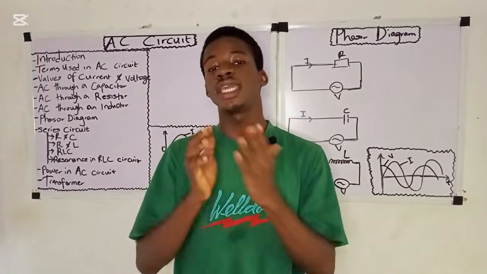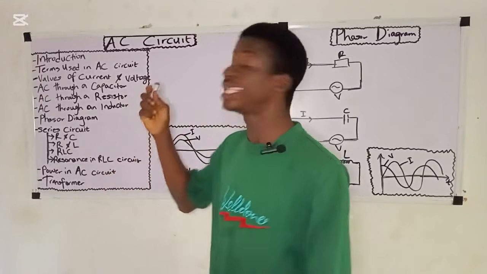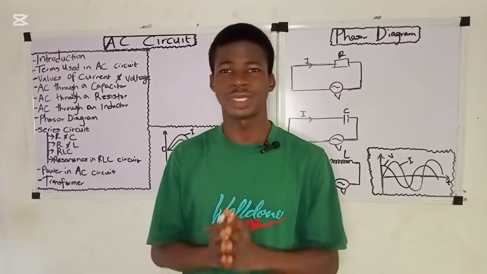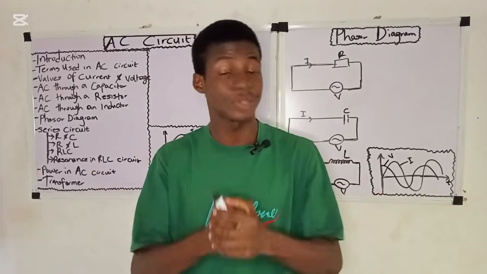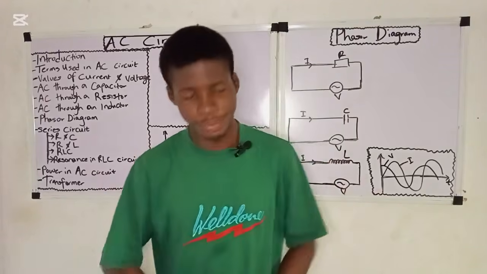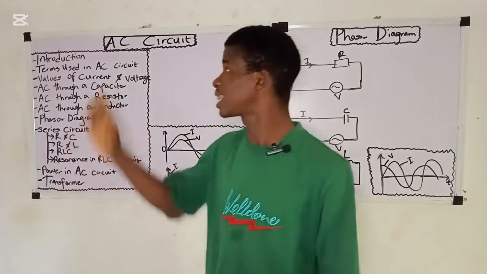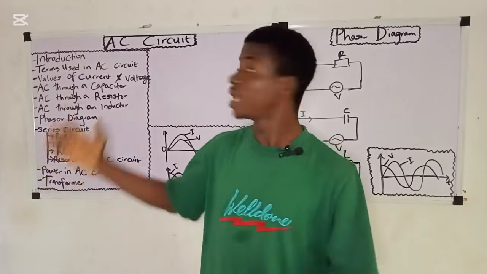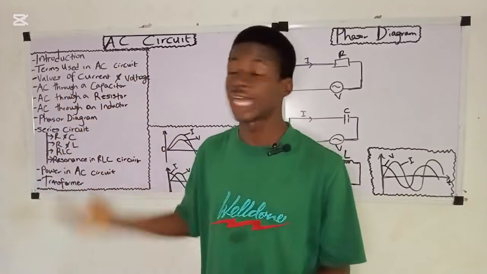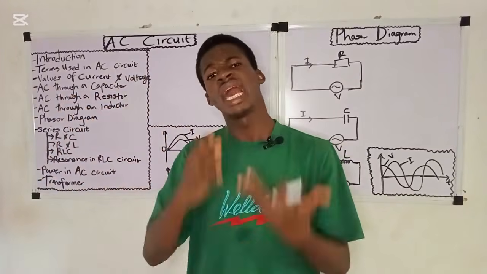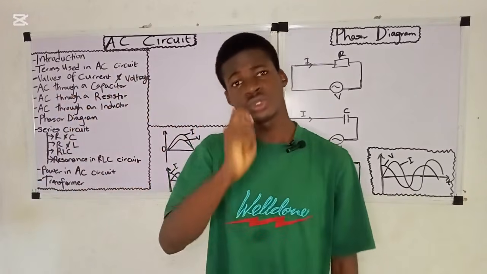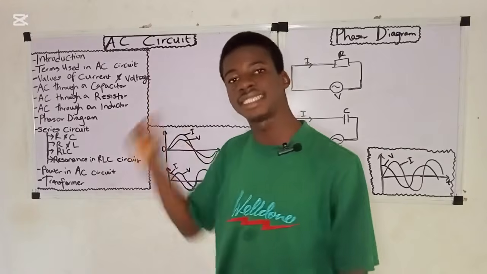Okay, so in today's class I'm taking AC circuit in physics. This is an important aspect of physics, and we advise you to stay to the end of this class. These are the outline of the class. At first we start with the introduction to AC circuit, then move further to the terms used in AC circuit and so on. Now let's start with the very first part, which is the introduction to AC circuit.